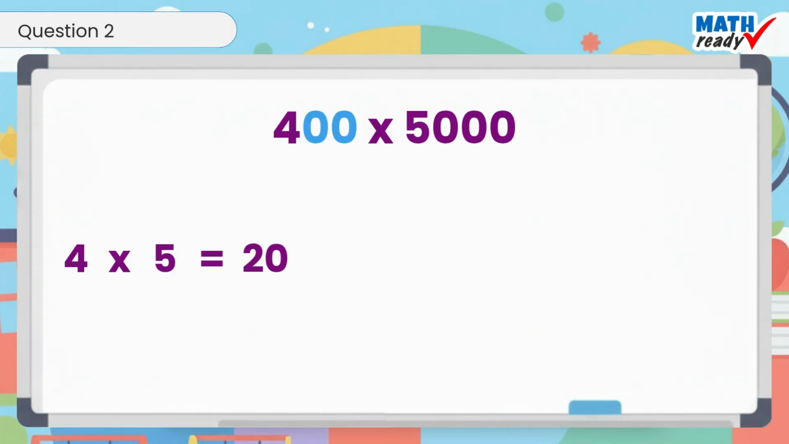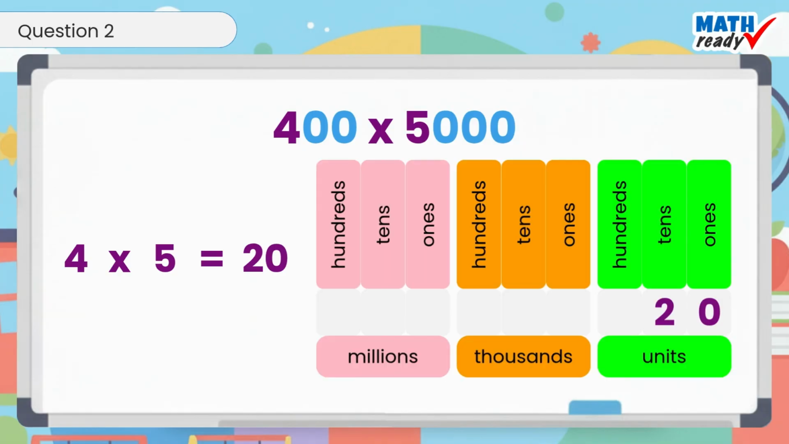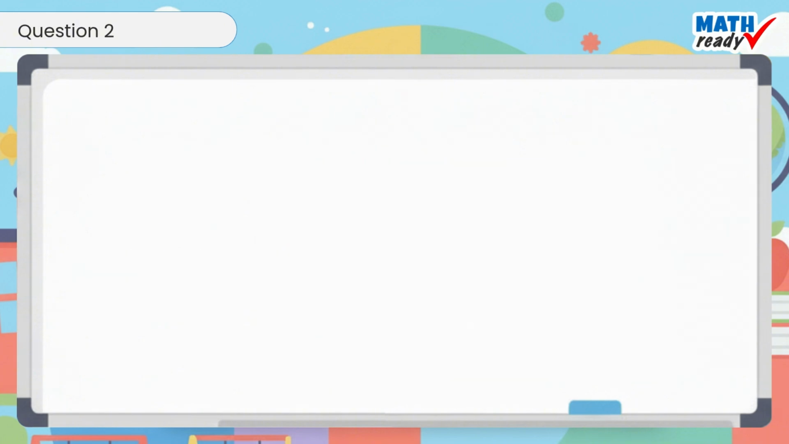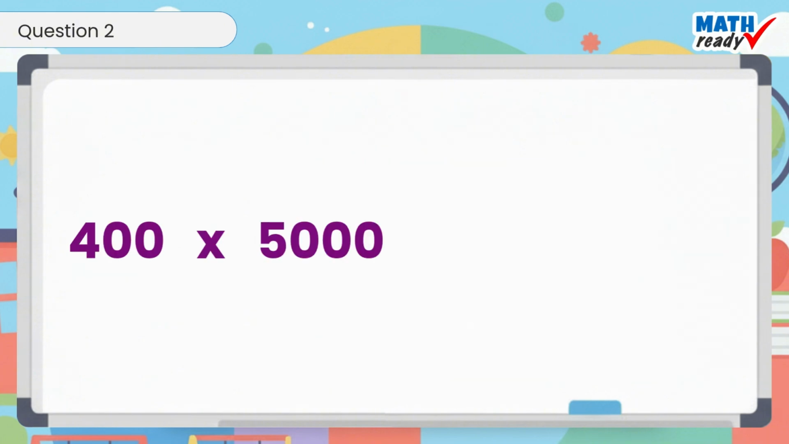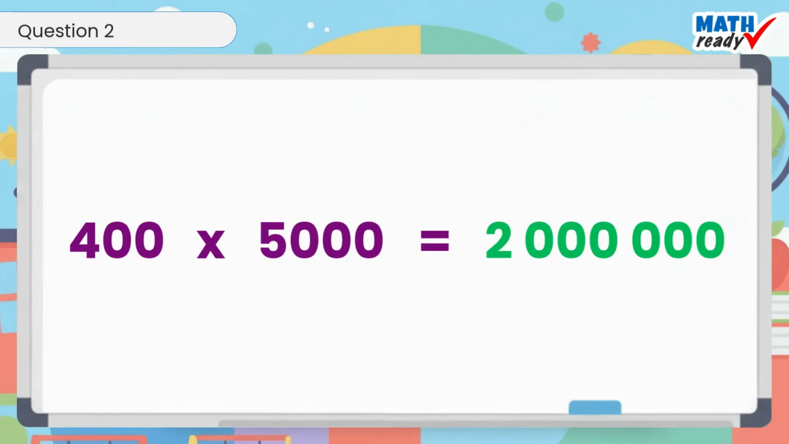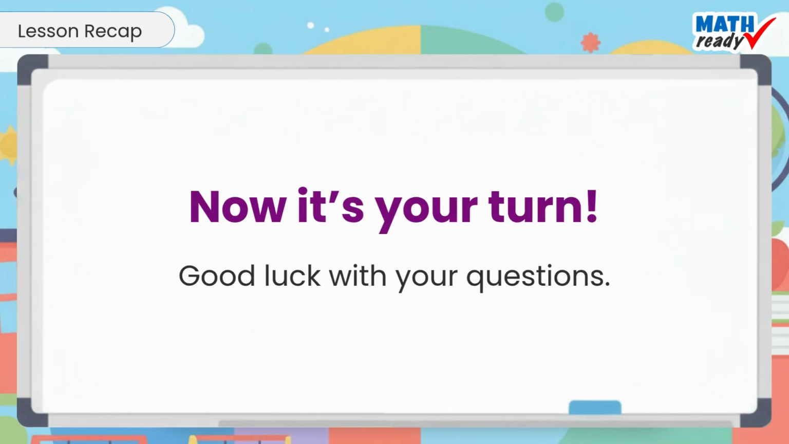Since there are 2 zeros in 400 and 3 zeros in 5,000, there are 5 zeros in total. This means we take the digits in 20 and move each of them 5 places to the left. Finally, we place zeros in the empty place values. We now get 2 million. So 400 multiplied by 5,000 equals 2 million. Now it's your turn.